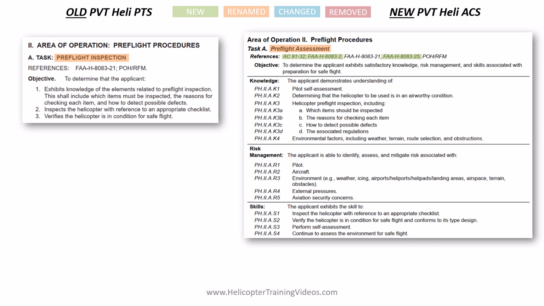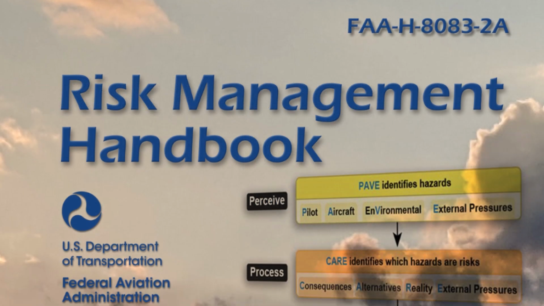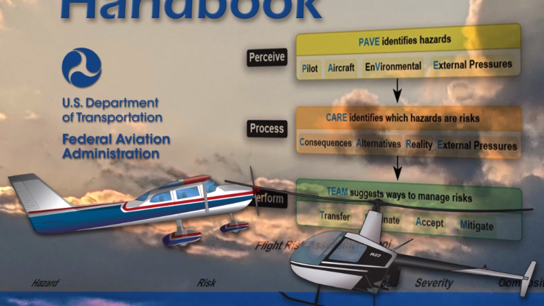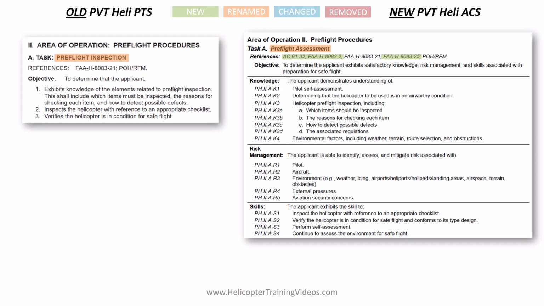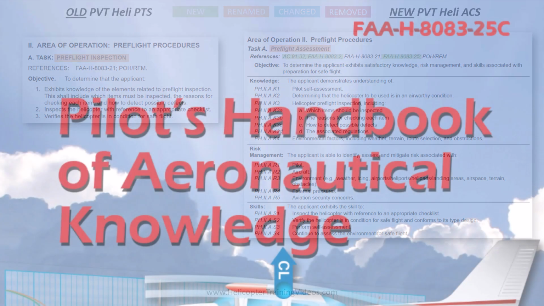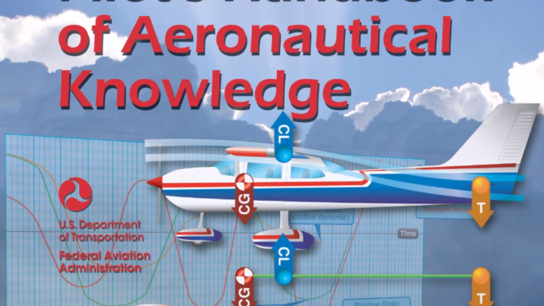Also, you can see another reference is the Handbook 8083-2, which is the Risk Management Handbook. Because all of the new ACS tasks have a risk management element to them, all of these tasks, as far as I can see, are going to have that reference. We also have 8083-25, which is the PHAK, Pilot Handbook of Aeronautical Knowledge.